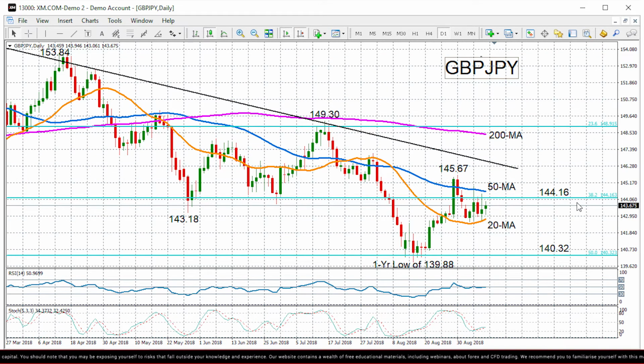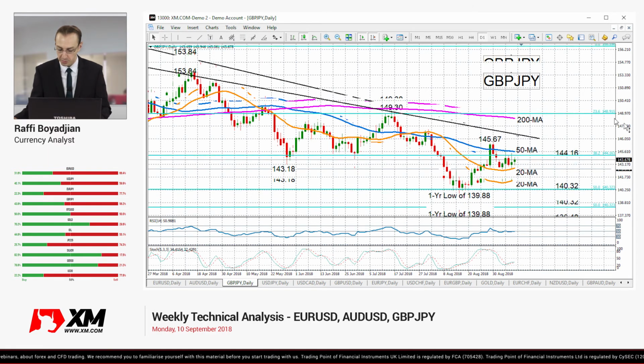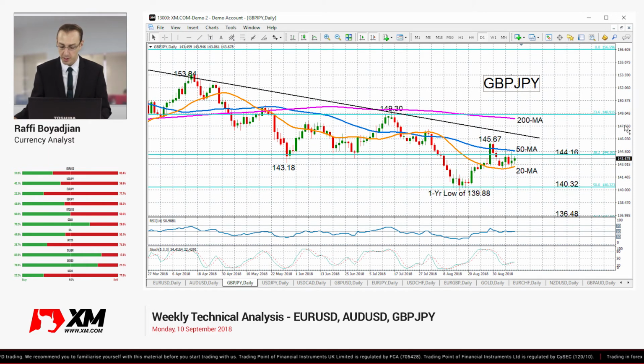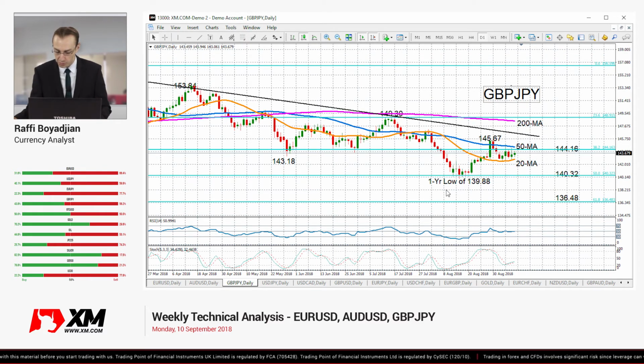So a break above that Fibonacci level, we could see prices heading towards that descending trend line, currently in the range of 146.50. If prices were, though, to break below the 20-day moving average, we could see pound yen heading towards that one-year low of 139.88 from back in August.